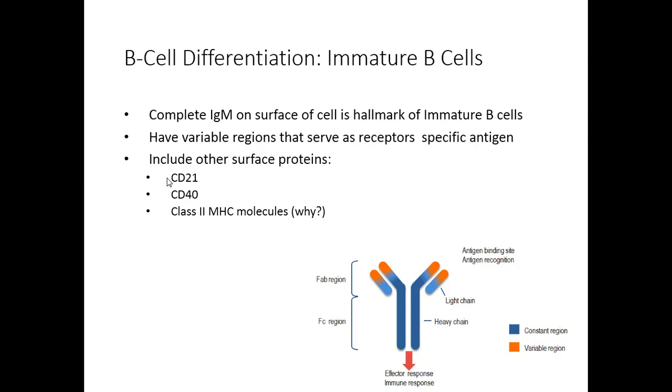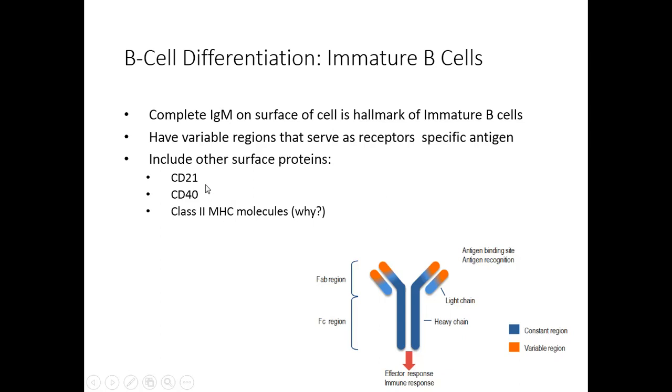Why do we have class 2 molecules on B cells? Well, we know B cells are responsible for those pathogens that are brought into the cell, but they're multiplying and living outside of the cell normally. So they're exogenous antigens. They have to be brought into the cell, and those we need class 2 molecules for. So that's why we have class 2 molecules on immature B cells.